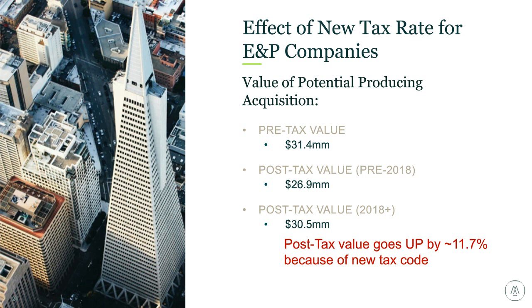Well, if pre-tax, and this is just an example, pre-tax valuation was about $31.4 million. Pre-2018 post-tax value, about $27 million. And the 2018 and onward post-tax value is about $30.5 million. So really what's happened, once you figure in the depletion and depreciation effect and a lowered tax rate, it almost comes back to the pre-tax value, which is pretty interesting.